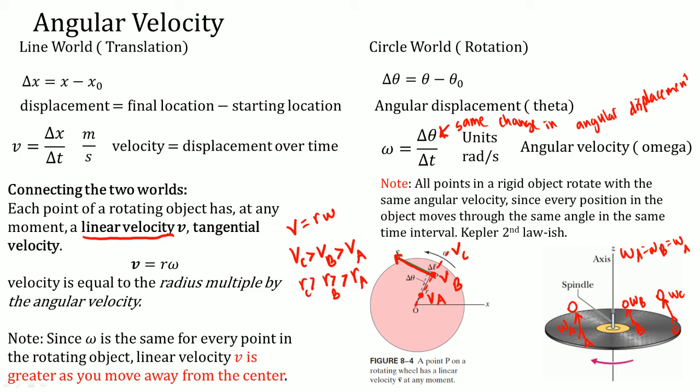The angular velocity doesn't change. So let me repeat. The linear velocity changes as a function of radius. The angular velocity does not change as a function of radius.